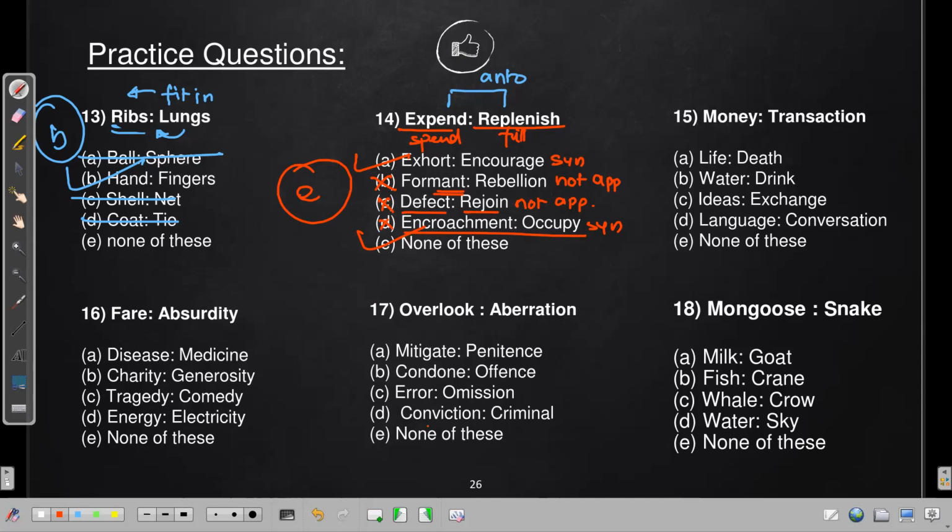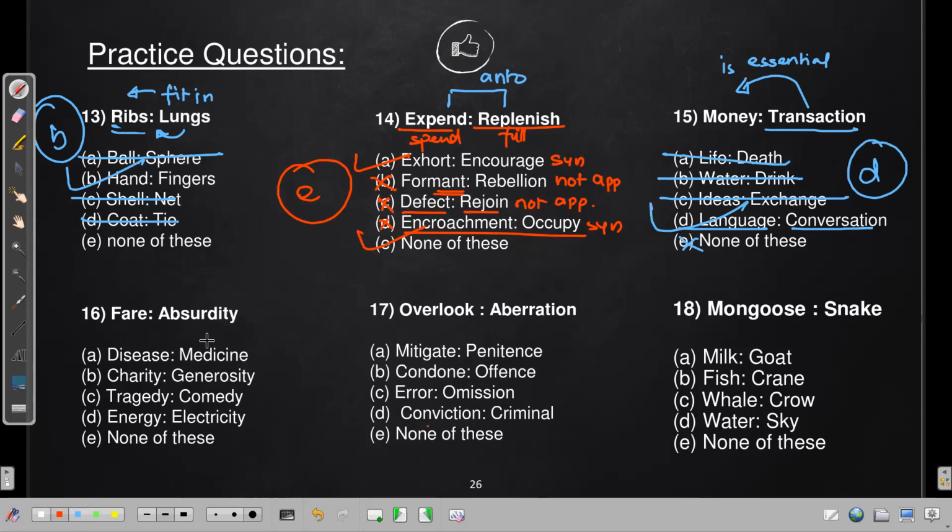Money and transaction. Okay, we need a sentence here. Money is related to transaction, life is related to death, water is related to drink, ideas related to exchange, language is related to conversation. So we'll say for transaction, money is needed. For death, life is needed, philosophically. Drink water, we can drink Coca-Cola as well. Exchange ideas, we can exchange almost anything. For conversation, language is essential. So for transaction, money is essential. Therefore, for conversation, language is essential, and therefore I think an essential part of it will go with D.